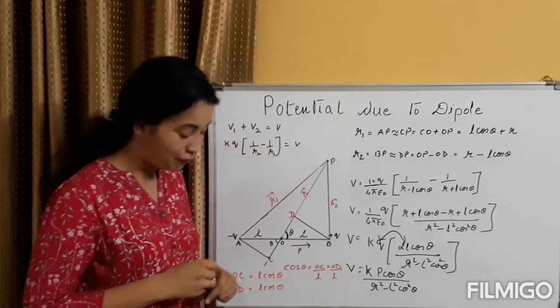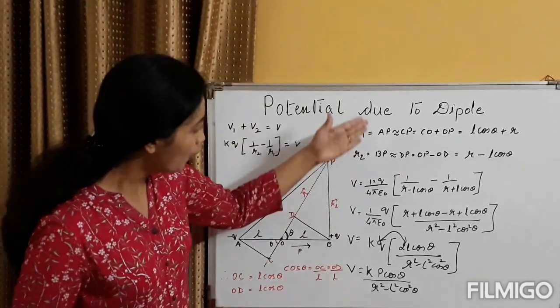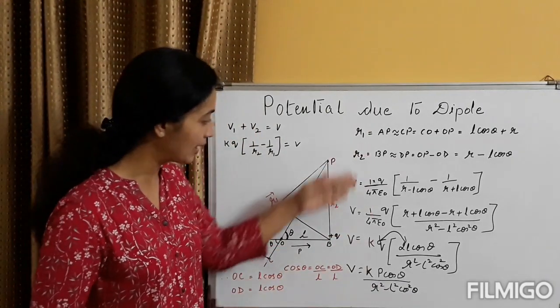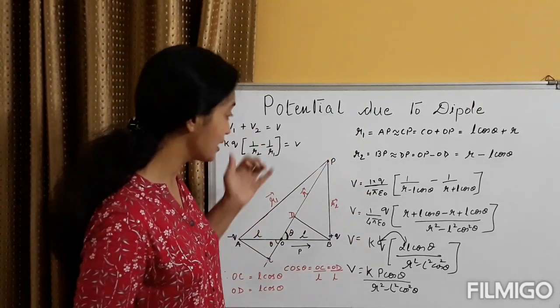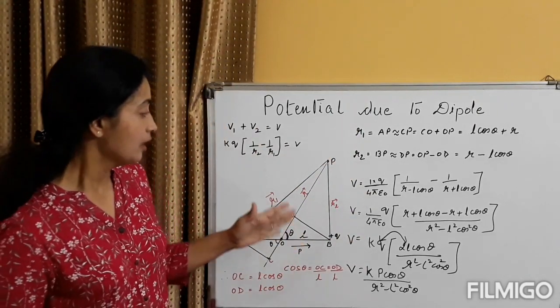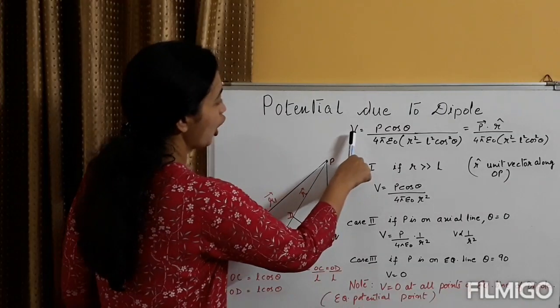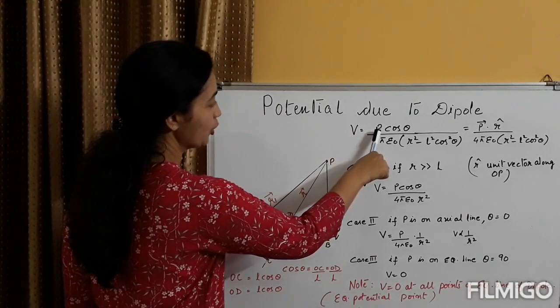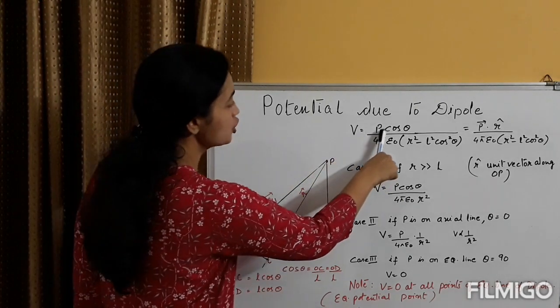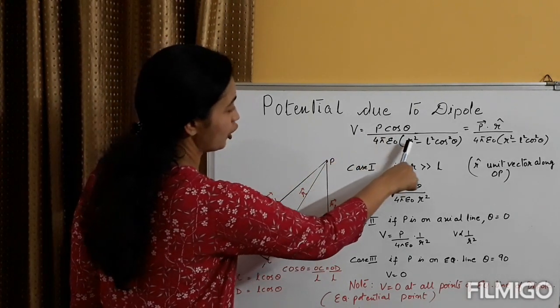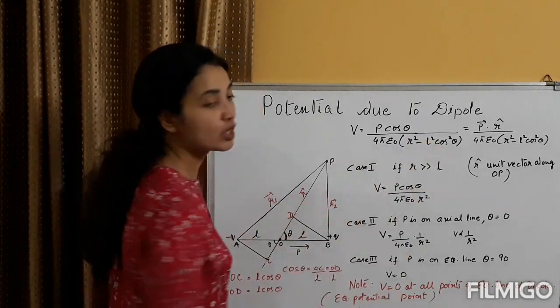We will write it in a further simple form. I hope you are getting all these steps. You can concentrate on these steps, and if you have any doubts, you can put them in the comment box. So we got potential V equal to P, which is the dipole moment, into cos theta upon 4 pi epsilon naught into R square minus L square cos square theta.